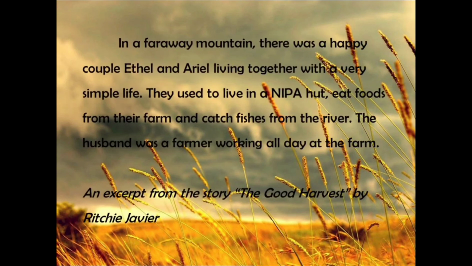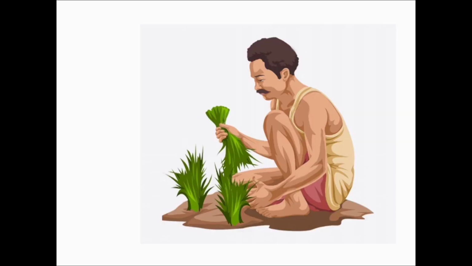In a faraway mountain, there was a happy couple, Ethel and Ariel, living together with a very simple life. They used to live in a nipa hut, eat foods from their farm, and catch fishes from the river. The husband was a farmer working all day at the farm. An excerpt from the story The Good Harvest by Richie Javier.